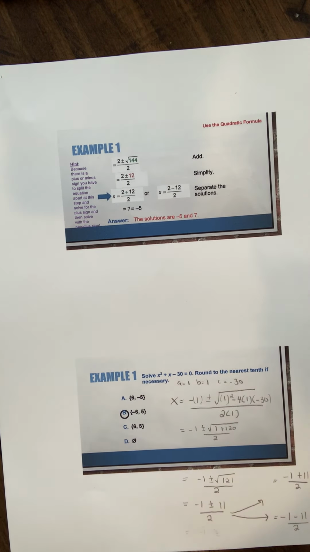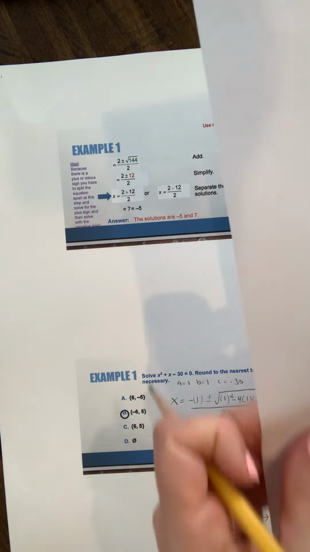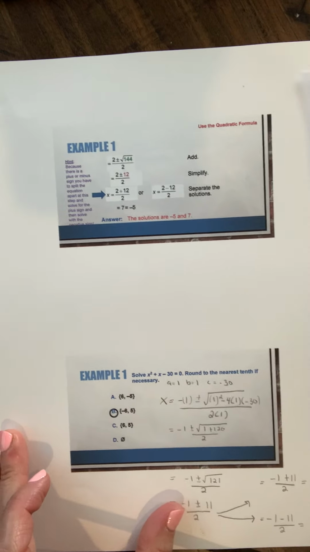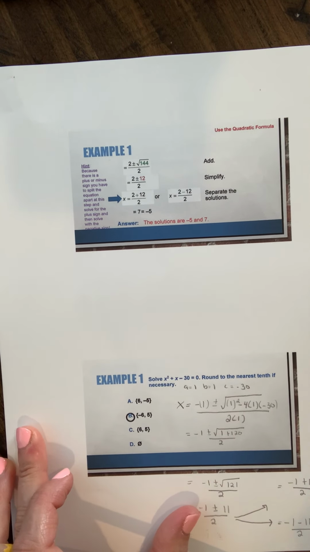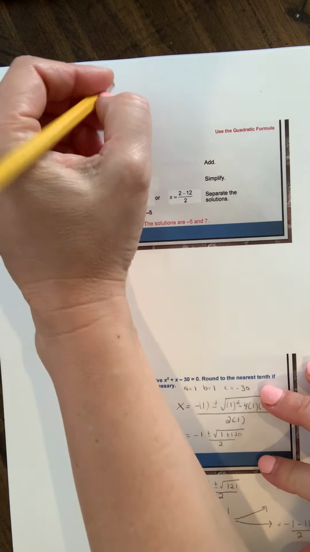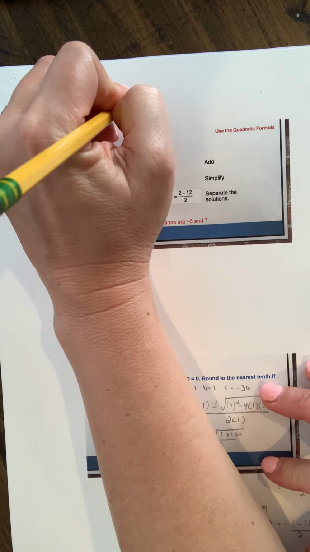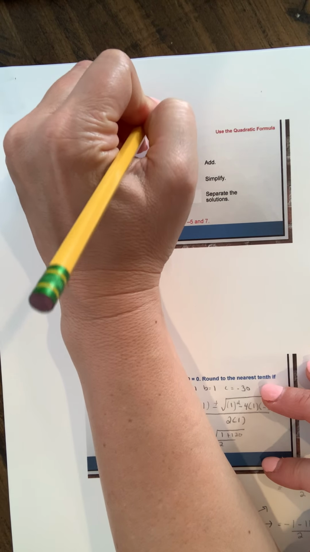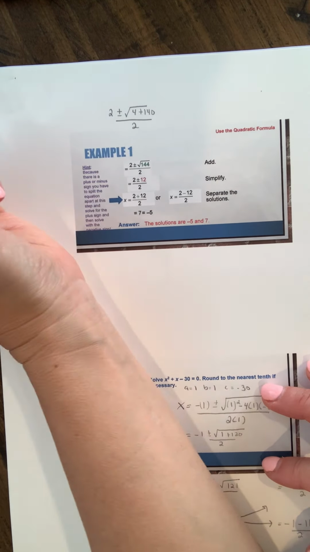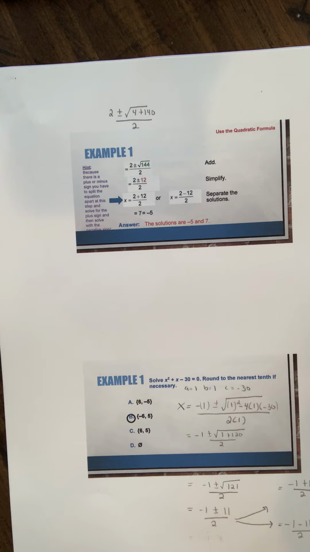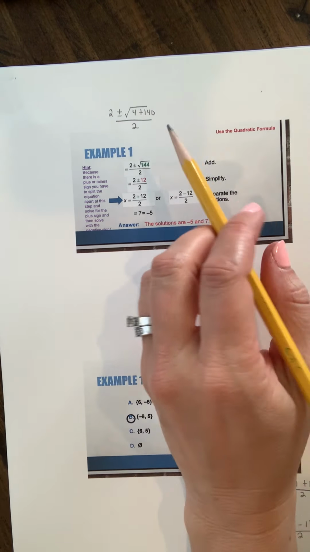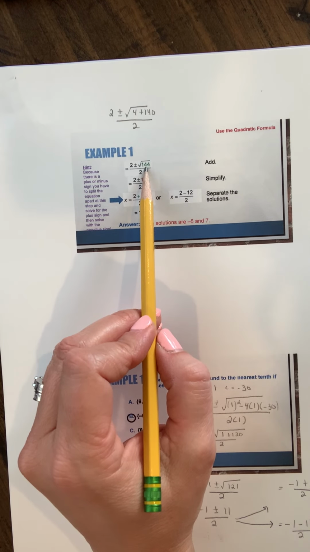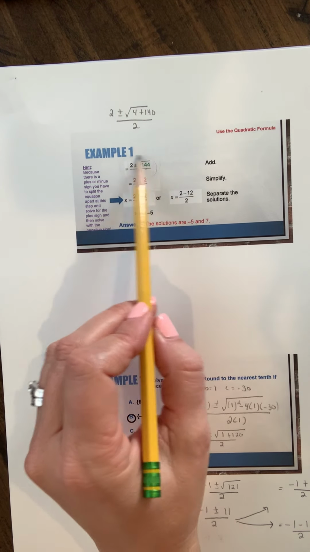All right, so let me see if I can show you this side by side really fast. I don't know if you can see it. Well, I'll just write it. Okay, so this is the point we're at right here. We have 2 plus or minus 4 plus 140 over 2. Okay, so remember I worked the radical first. So 4 plus 140 is 144. And this is the step I'm at right here.